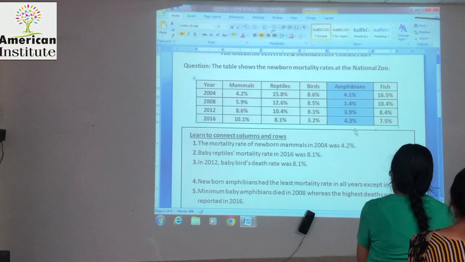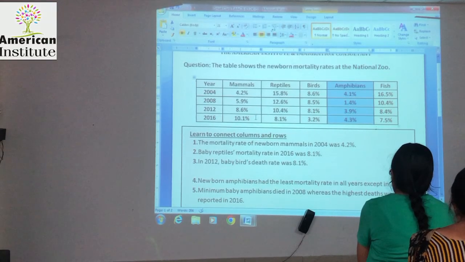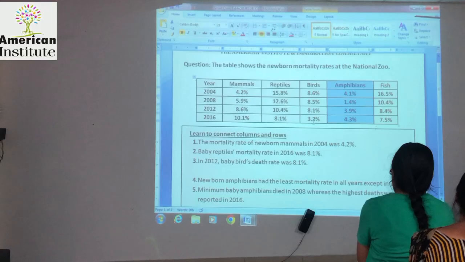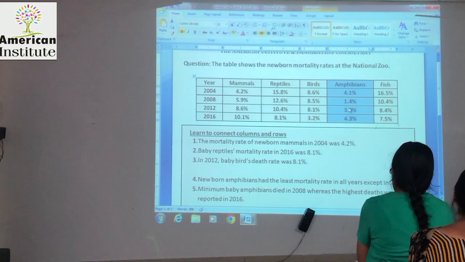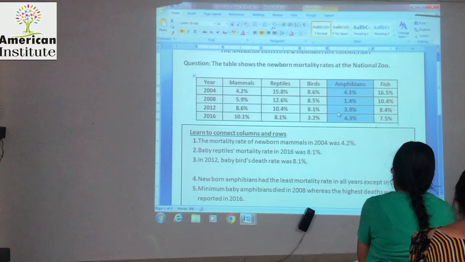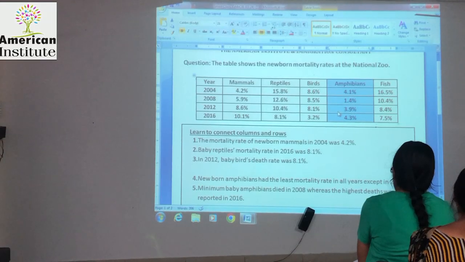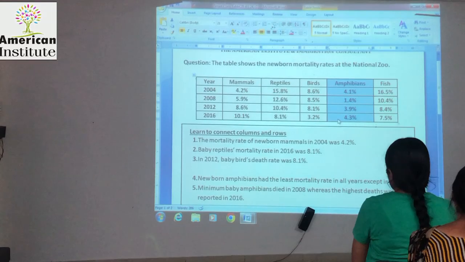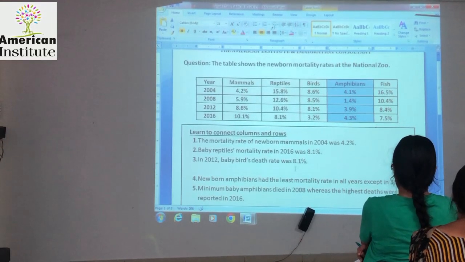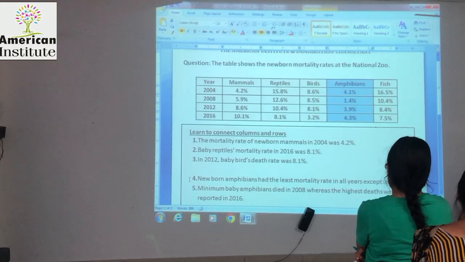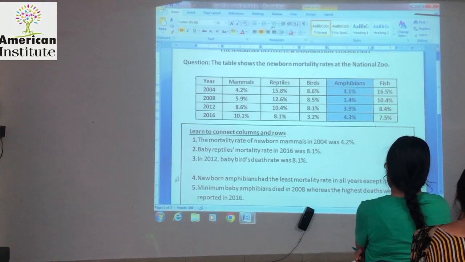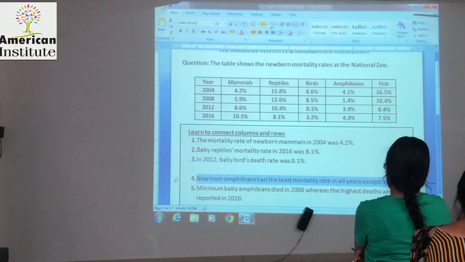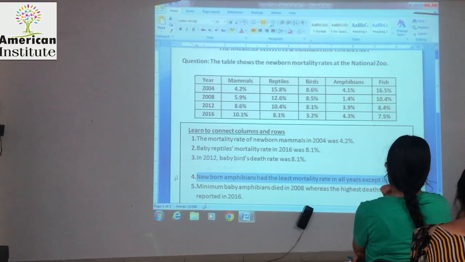Yes. And in 2016, the least is for birds. Okay. In 3 years, the data of amphibians had the least percentage except 2016. Okay, so how will we write this line? Look at the fourth line. Newborn amphibians had the least mortality rate in all years except in 2016. Is this clear to you?